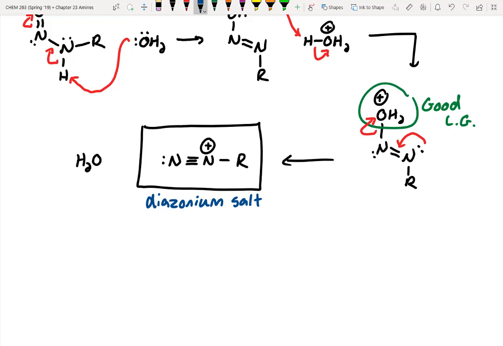And what do you think the counter anion would be for this salt? Does anybody know? Chloride. We used HCl in the beginning, so we'd have Cl minus as a counter anion, just kind of floating around to pair up that anion and cation. These can be unstable, as Jamie was saying.